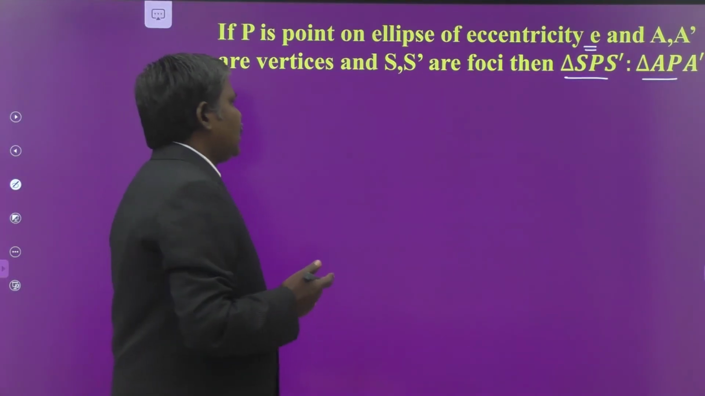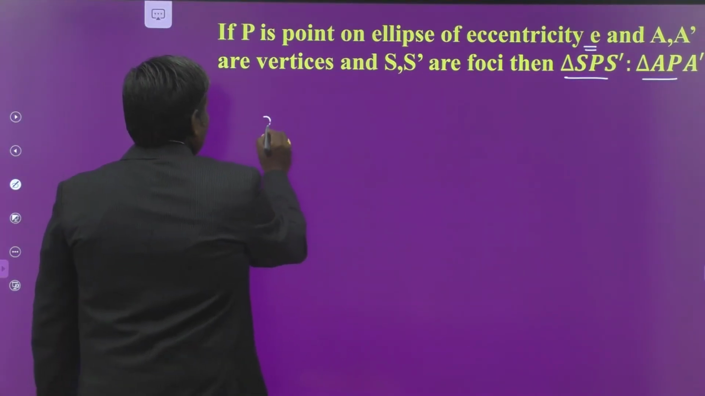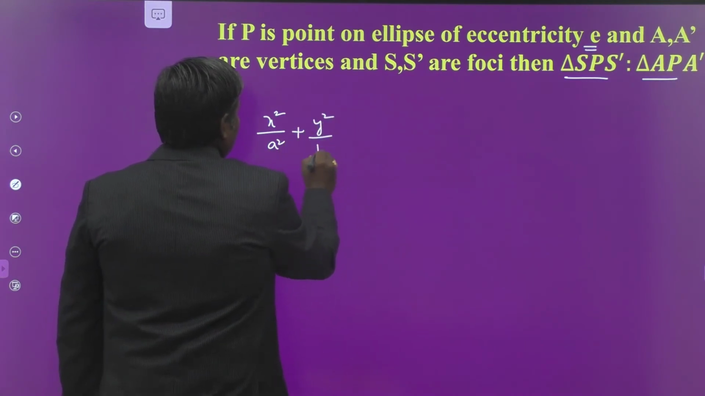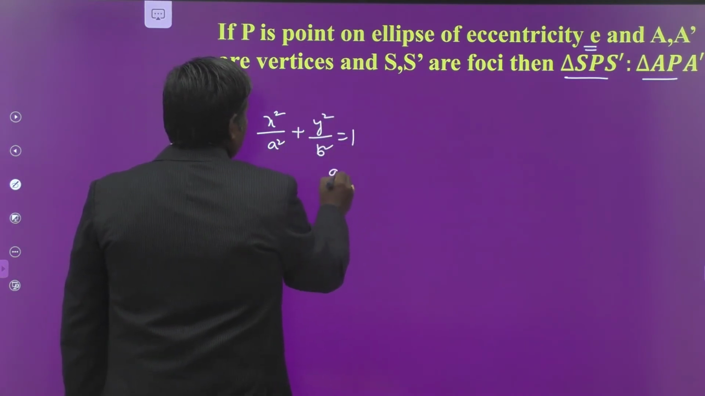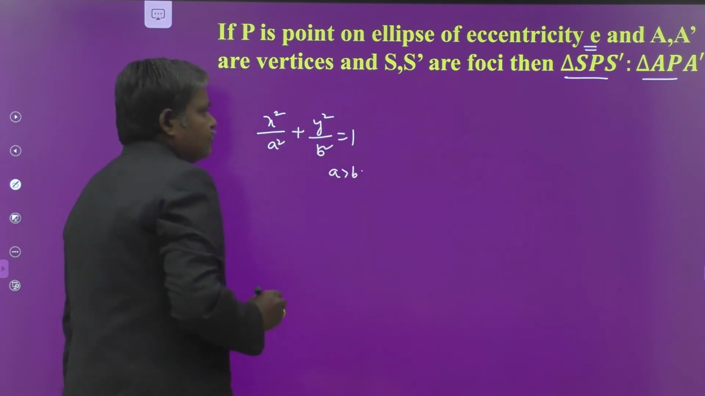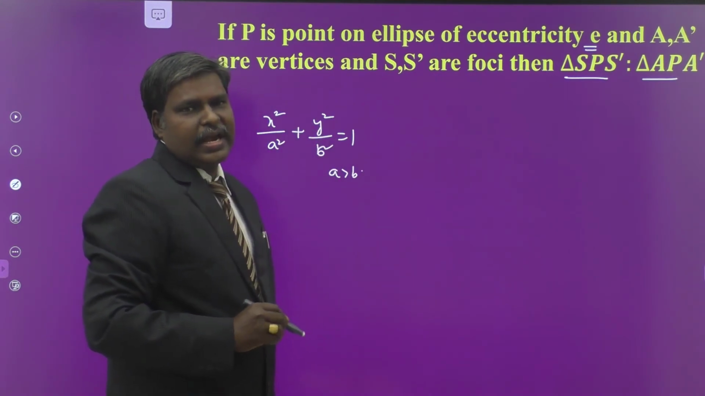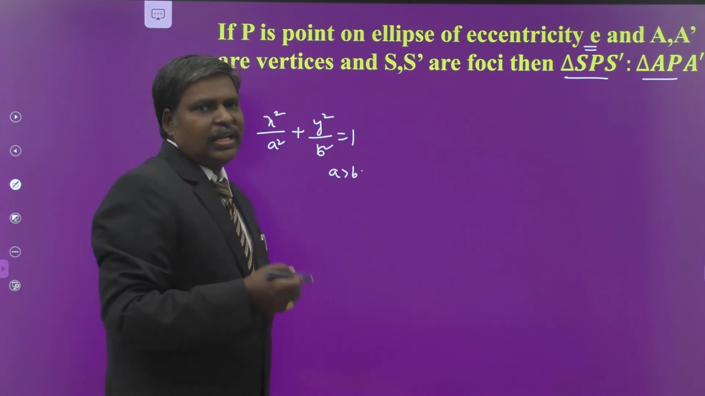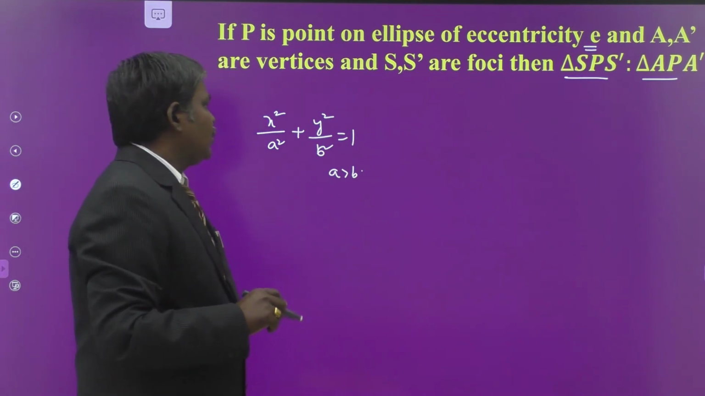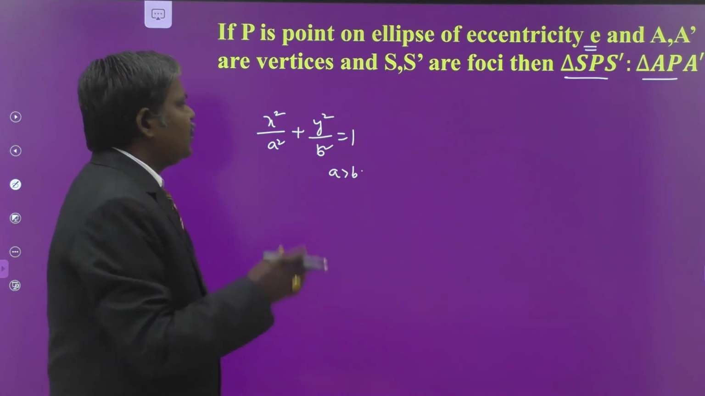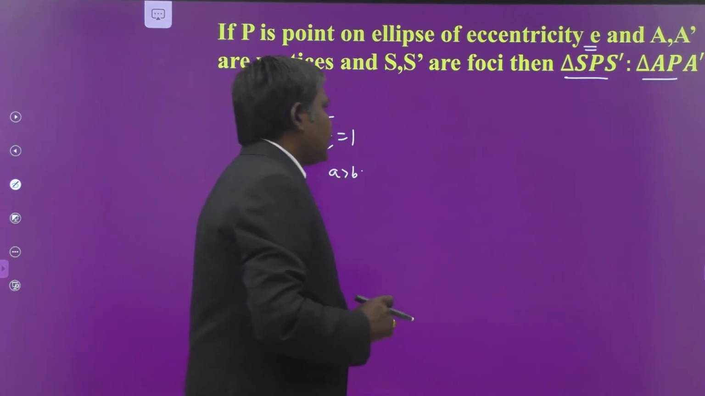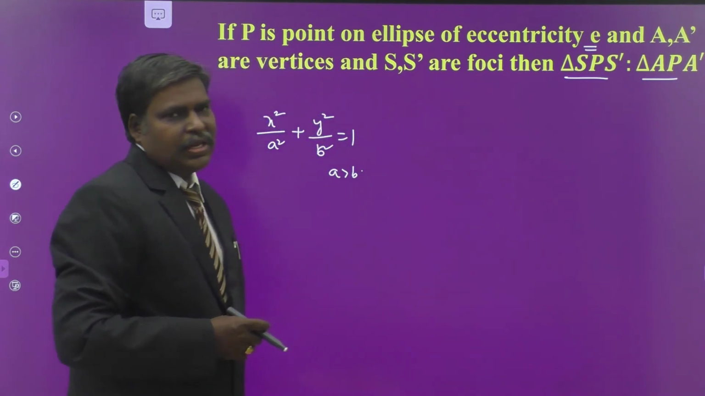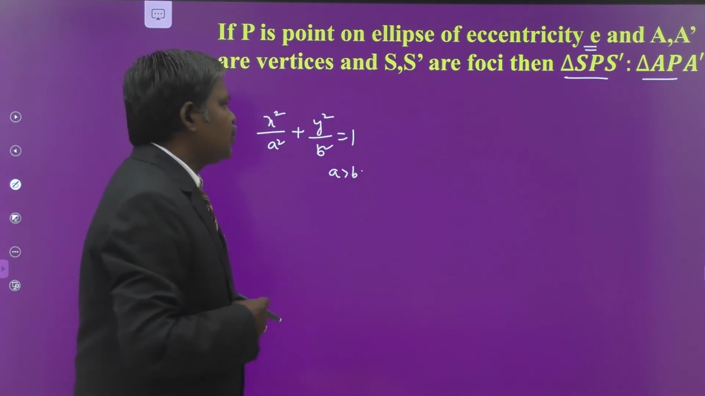So we consider the ellipse whose equation is x square by a square plus y square by b square is equal to 1, a greater than b say. Its vertices are A, A dash. Its foci are S, S dash. P is any point on the ellipse. Then we have to find the ratio of the areas of the two triangles, triangle SPS dash and triangle APA dash. It is also a very simple question for you.